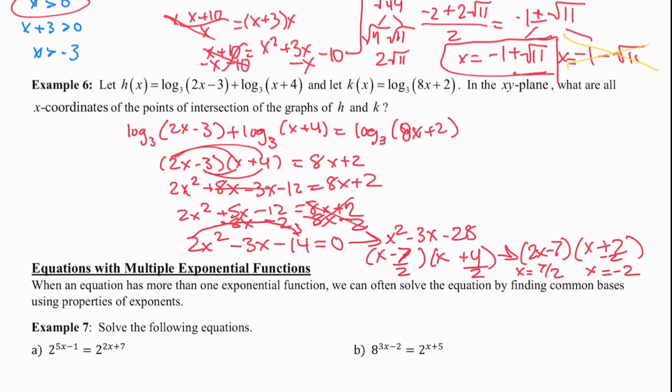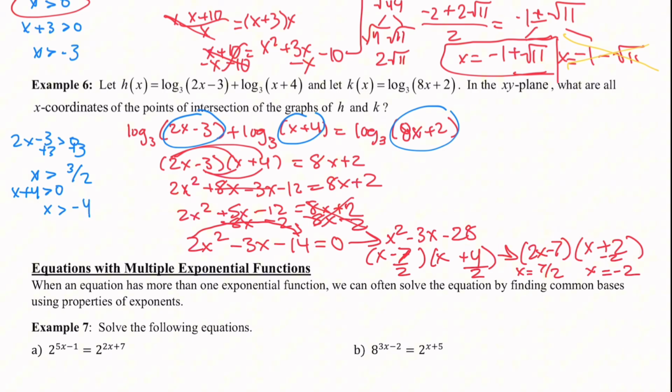So it looks like we want to find a domain here, here, and here. So 2x minus 3 is greater than 0. That gives us x is greater than 3 over 2. X plus 4 gives us x is greater than -4. And then 8x plus 2, x is greater than -2 over 8, which is -1 over 4. So the most restrictive one is this one right here because this number is the largest.